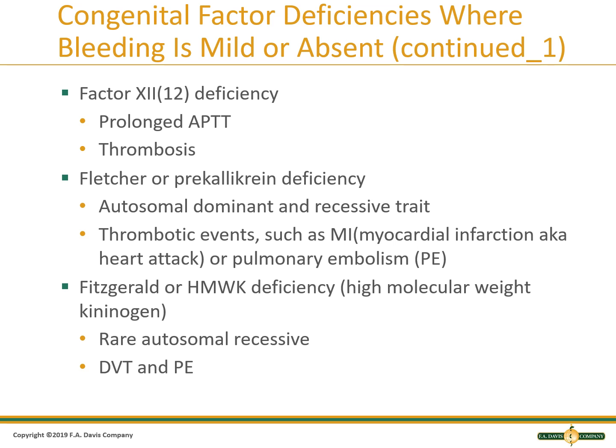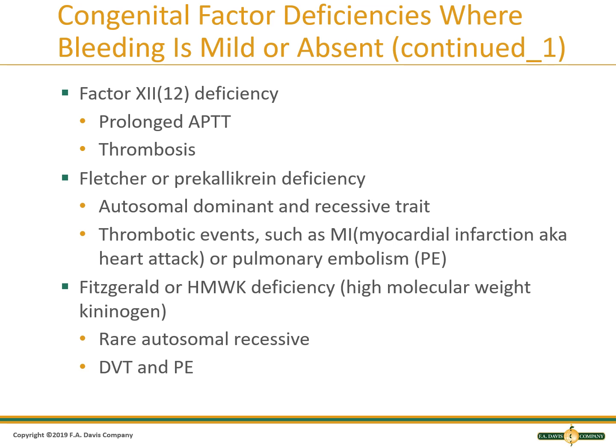We also have Fletcher or pre-kallikrein deficiency, which is autosomal dominant and recessive trait. The patient may have thrombotic events such as an MI, which is a myocardial infarction, otherwise known as a heart attack, or even pulmonary embolism, which is a blood clot within the lung.